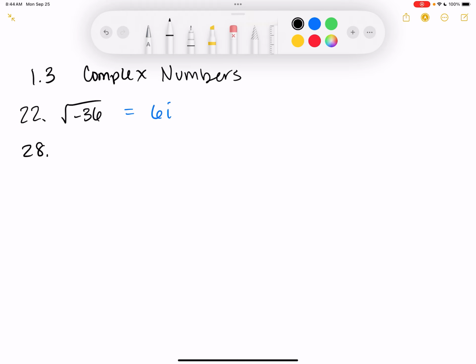28, negative square root of negative 80. I don't necessarily know what the square root of 80 is in general, so I'm going to do a factor tree to break it down. So 80 can break down into 8 and 10. 8 is 2 and 4. 4 is 2 and 2. 10 is 2 and 5.